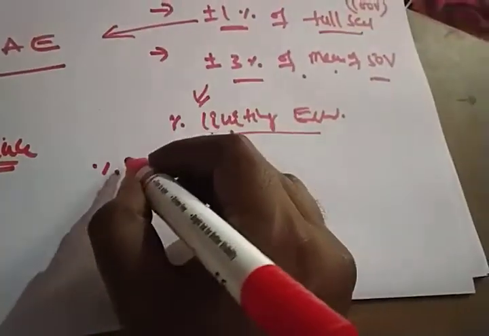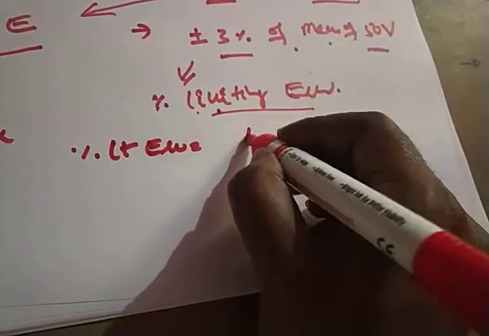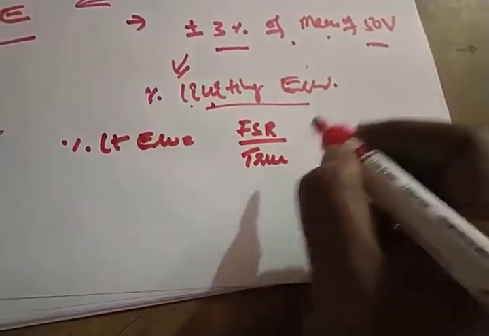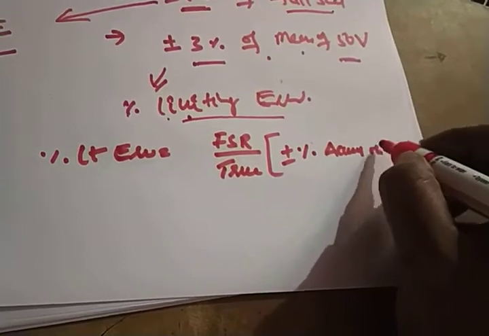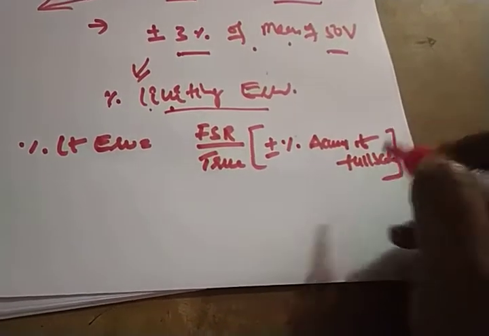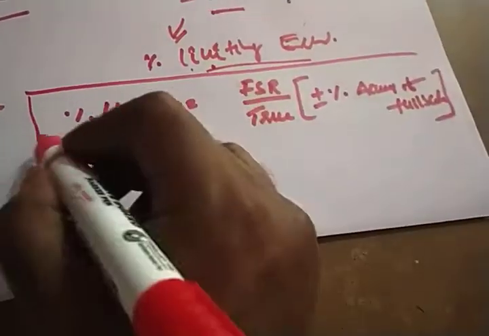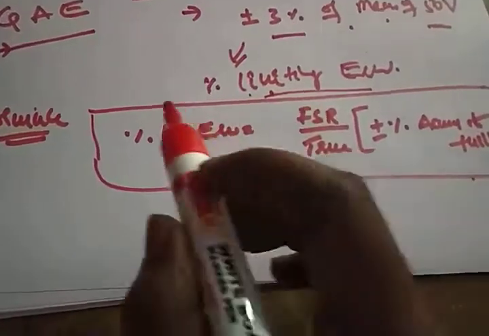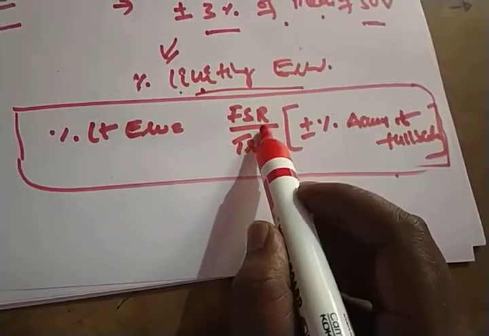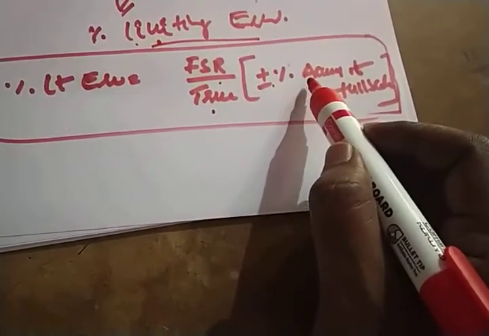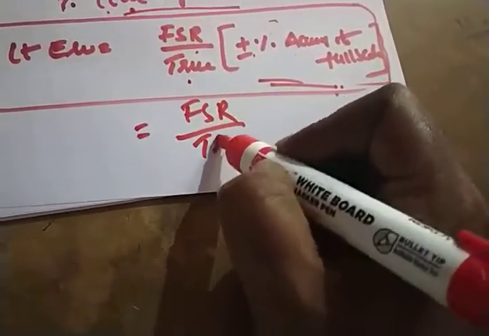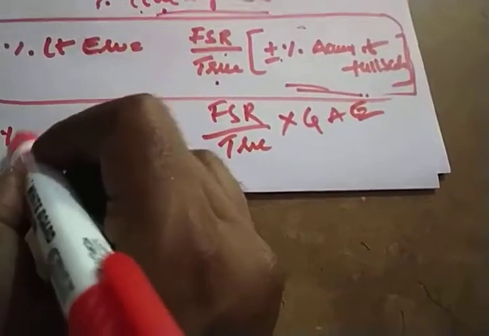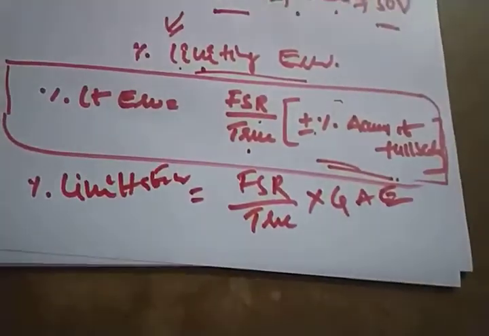Now, the important formula for percentage limiting error. Percentage limiting error is equal to full scale reading by true value into plus or minus percentage accuracy at full scale. So this is very, very important while doing the problems. What we call percentage accuracy at full scale, we can call the guaranteed accuracy error. So true value into guaranteed accuracy error is equal to percentage limiting. These are different formulas to find out the percentage limiting error.